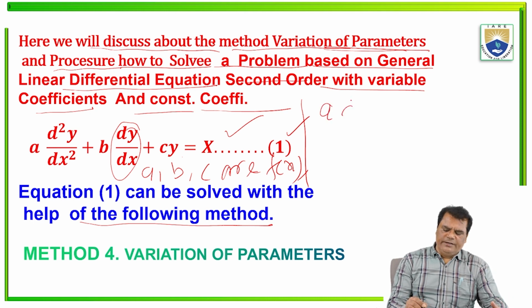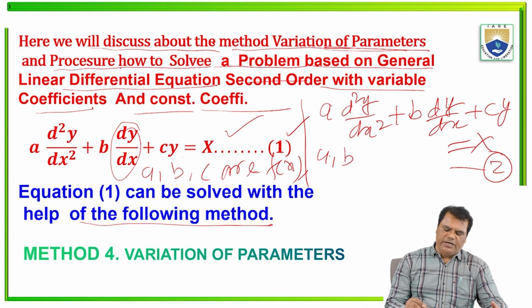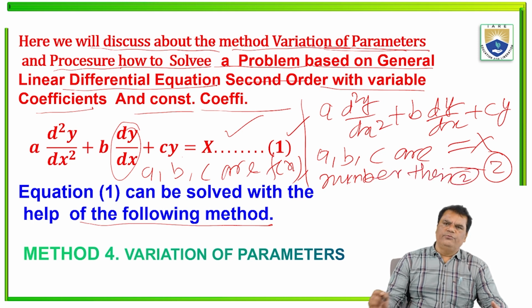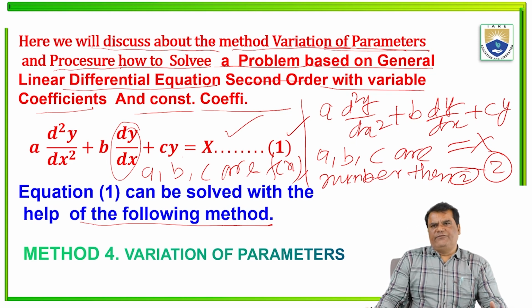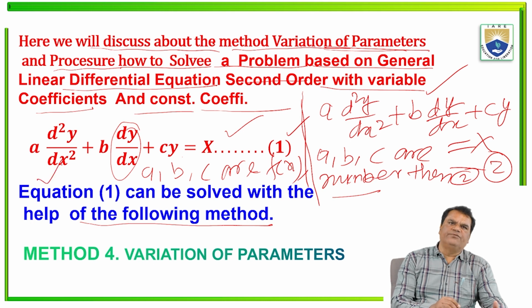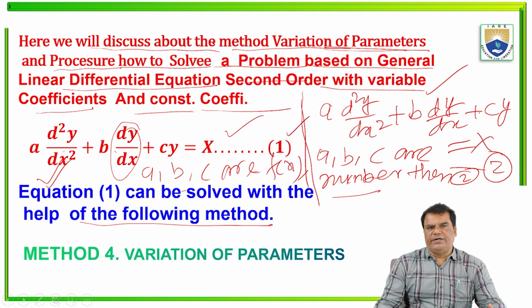Next, the same equation: a d2y over dx2 plus b dy over dx plus cy equals X. This is equation 2. If a, b, c are numbers, then equation 2 is known as a linear differential equation of second order with constant coefficient. This is constant coefficient and this is variable coefficient. Here, if a, b, c are functions of x, it is variable coefficient. Here, if a, b, c are numbers, then this is constant coefficient.